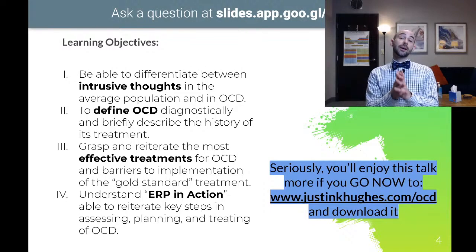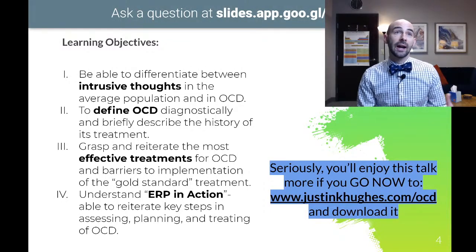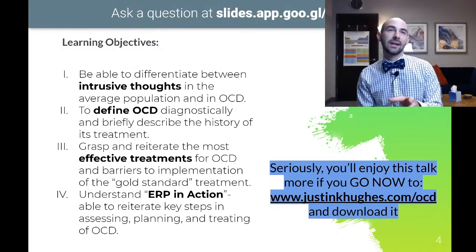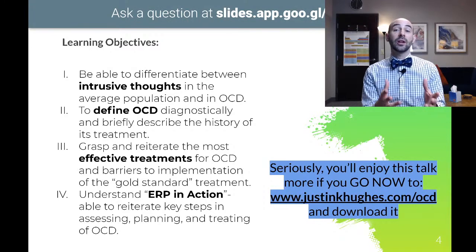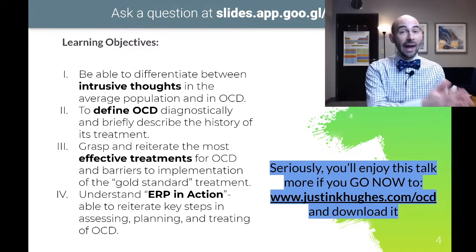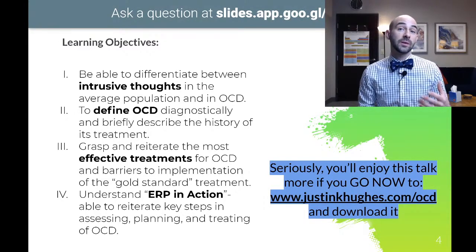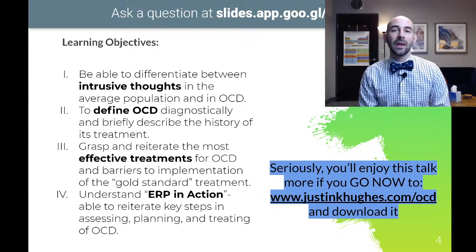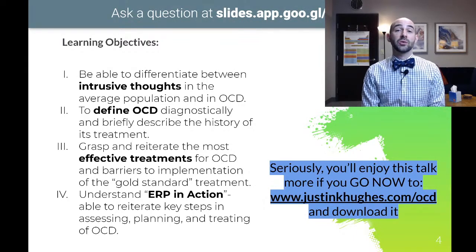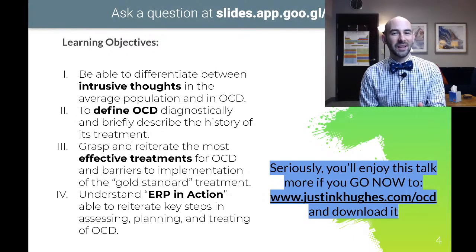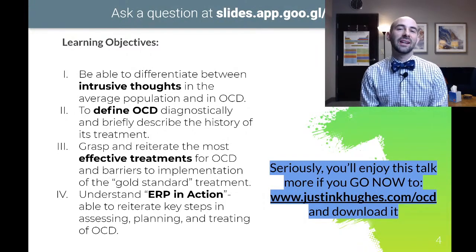We have some learning objectives. What we're gonna cover is four key things: being able to differentiate intrusive thoughts in the average population and then in those with OCD. Also to define OCD diagnostically and describe the history of its treatment, which has been a little bit bumpy. We're going to grasp and reiterate the most effective treatments, and then understand exposure and response prevention in action.